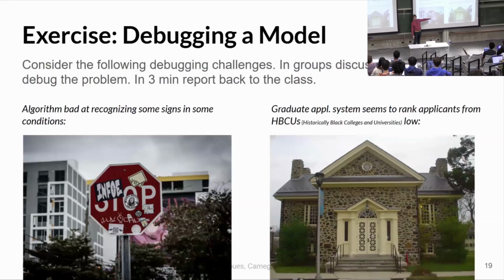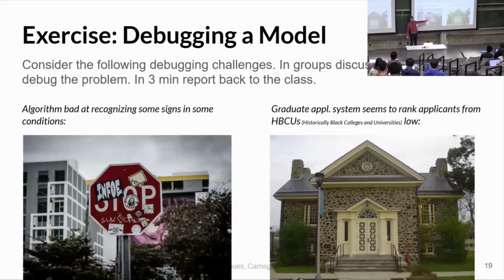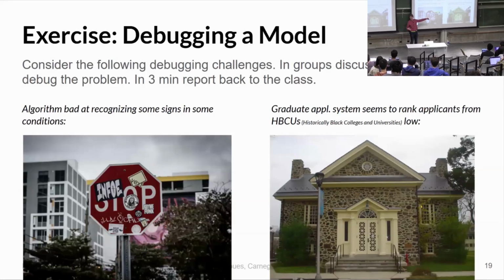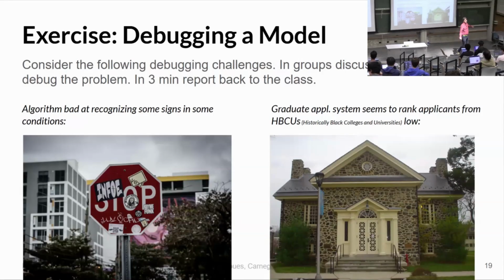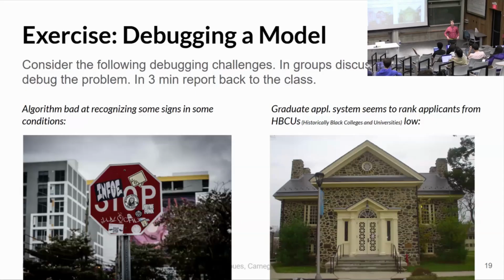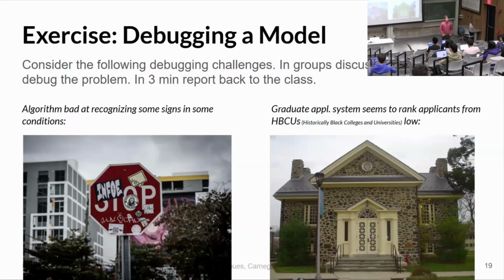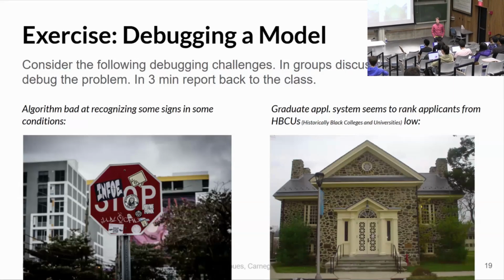A vision algorithm that's bad at recognizing stop signs sometimes. And you would like to understand when is it bad, how is it bad, what kind of mistakes does it make, how can we improve it potentially? And this is more tabular data, so college admission system that has a bunch of features for applicants. And somehow it seems to be biased against historically black colleges and universities or graduates of those. Right? It seems to consistently reject those. Is it actually biased? Does it use that in decision making? Is this a problem in our system?